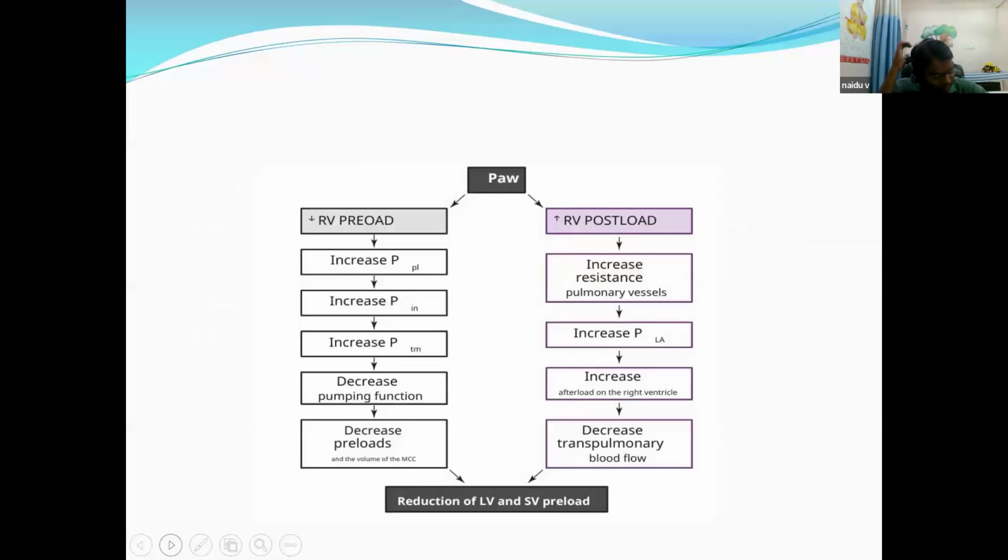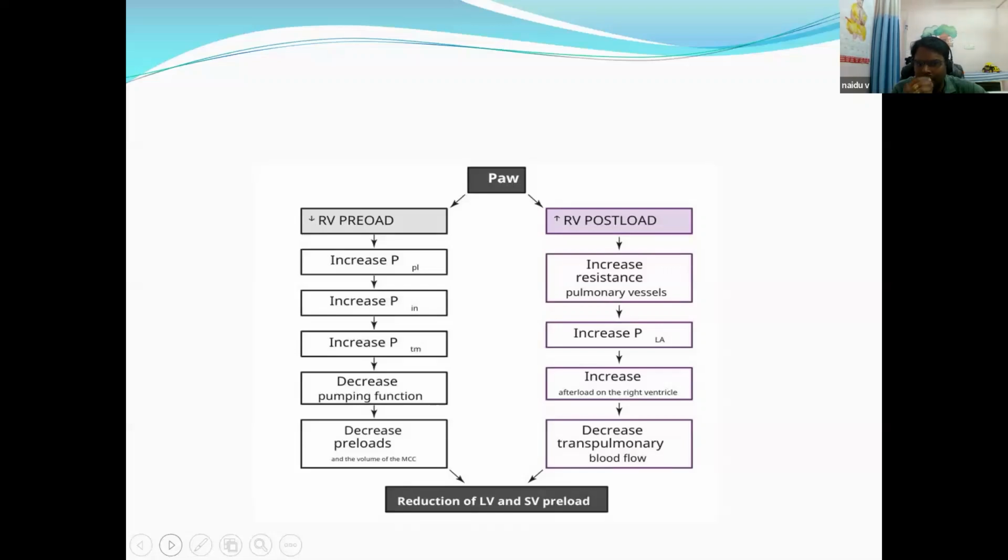Here we are seeing how increased positive pressure ventilation leads to decreased preload and changes in RV afterload. With increased intrapleural pressure, the transmural pressure also increases. With this, pumping of the right ventricle decreases, and the preload of the right ventricle decreases.